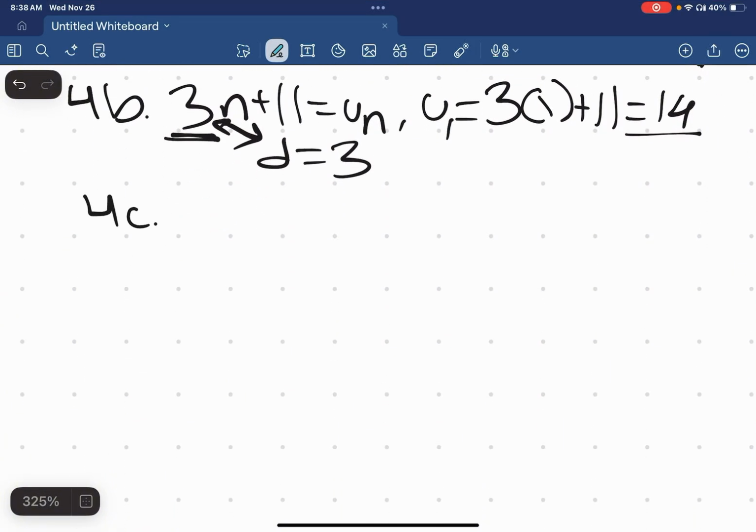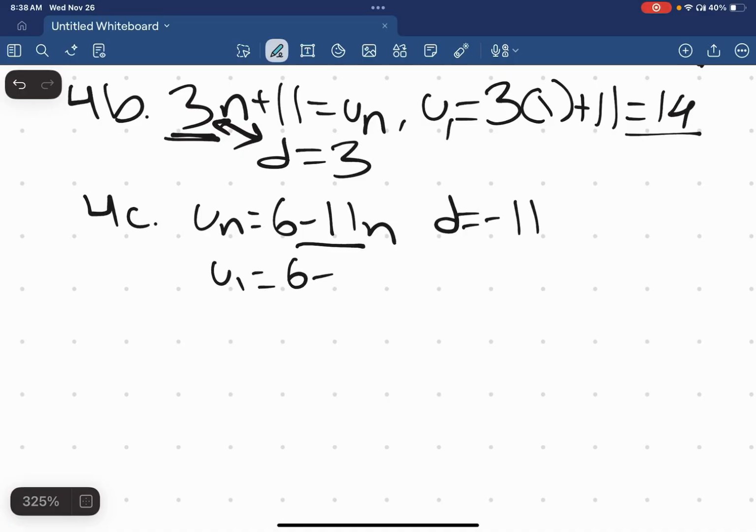4c, we have un is going to be equal to 6 minus 11n. You know, our common difference already is negative 11, since that is what n is being multiplied by. U1 is going to be equal to 6 minus 11, which is in turn equal to negative 5, decreasing series.